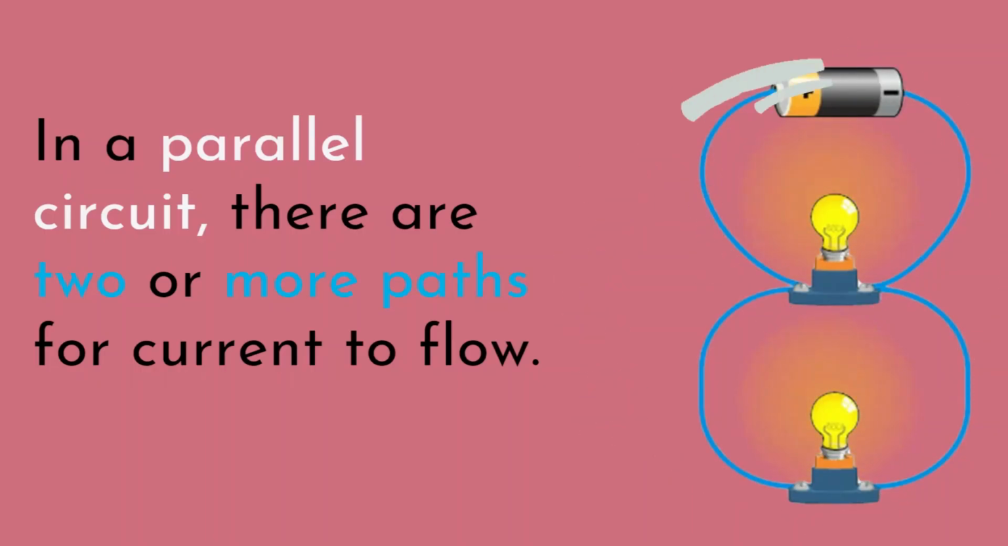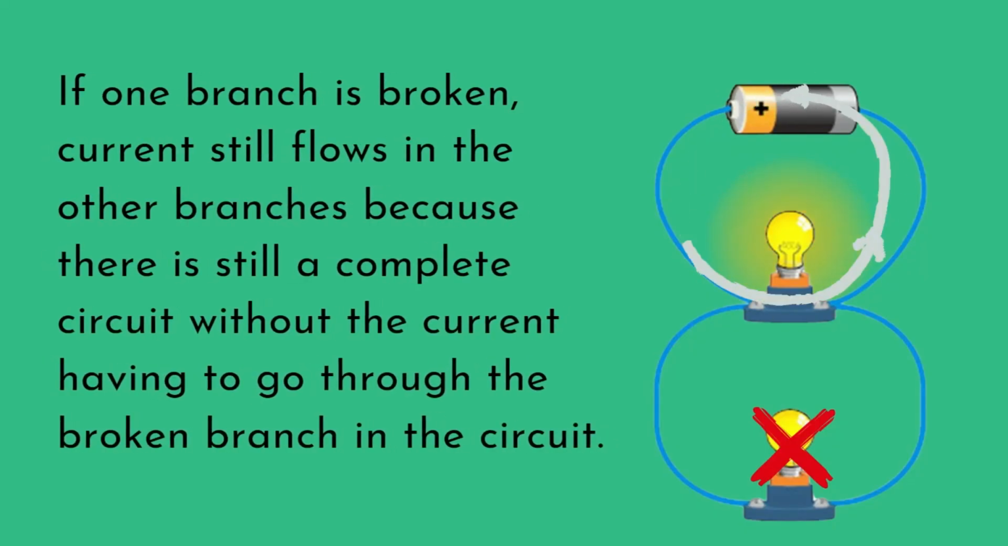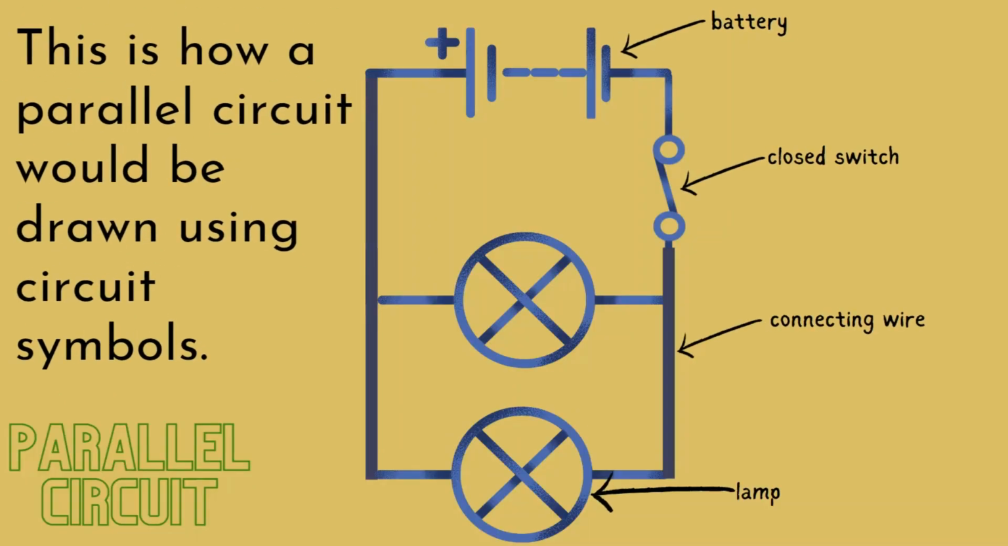In a parallel circuit, there are two or more paths for current to flow. If one branch is broken, current still flows in the other branches because there is still a complete circuit without the current having to go through the broken branch in the circuit. This is how a parallel circuit will be drawn using circuit symbols.